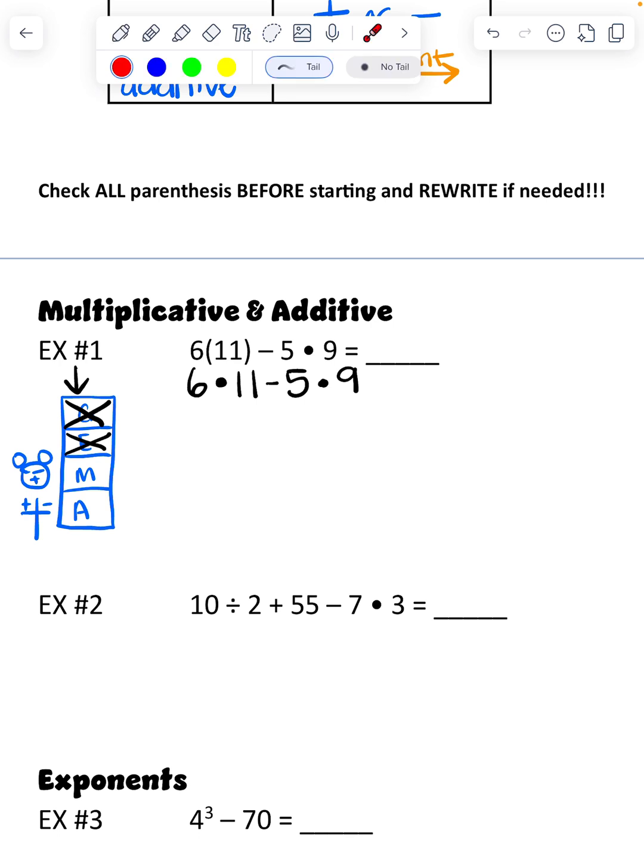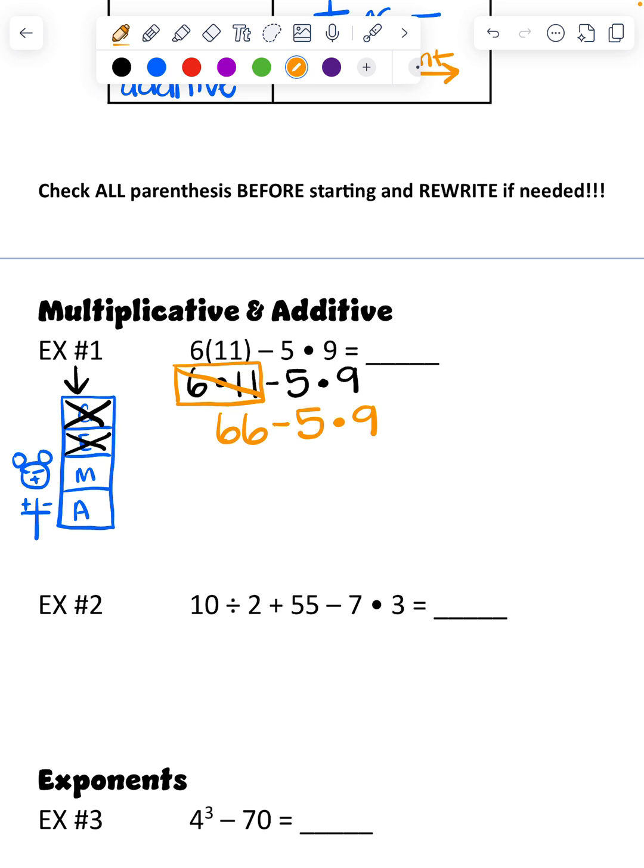All right, so now I've moved on to multiplicative. So I'm looking for any kind of multiplicative relationship, meaning a multiply or a divide. So I'm moving left to right, and I ask myself, is this multiplicative? Yes. So that is where I'm going to start. So I'm going to box what I'm going to focus on, and I'm going to solve. So what is 6 times 11? Well, 6 times 11 is 66, and I cross it off.